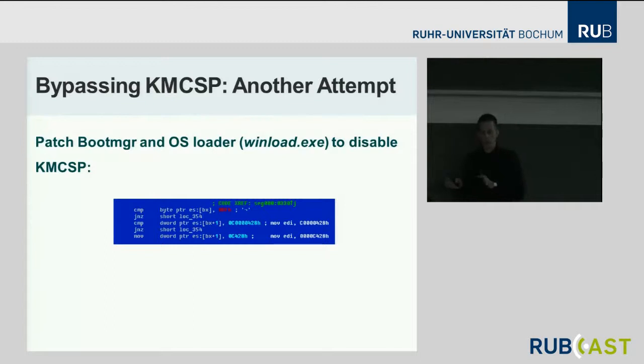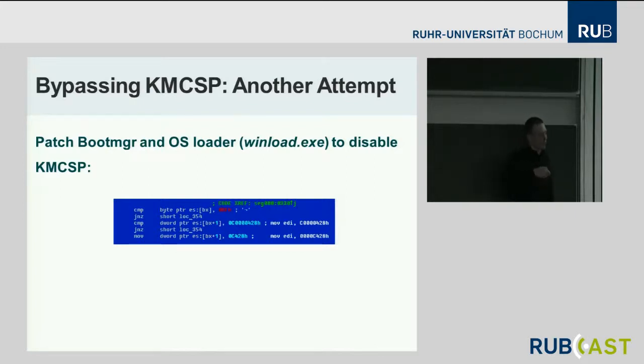After that, the developers of the bootkit attempted to bypass this measure. They tried to patch the boot manager and operating system loader in the following way. They tried to substitute mov edi, this value, with this one. Whoever is familiar with kernel mode programming recognizes this as an error code, STATUS_IMAGE_HASH_INVALID. This value is returned when the routine fails to verify the integrity of the module. After patching, this code is returned, which is not an error code, because an error code has its high order bit set to 1. We can see here that this high order bit is set to 0, so it's not an error. And it should work fine.